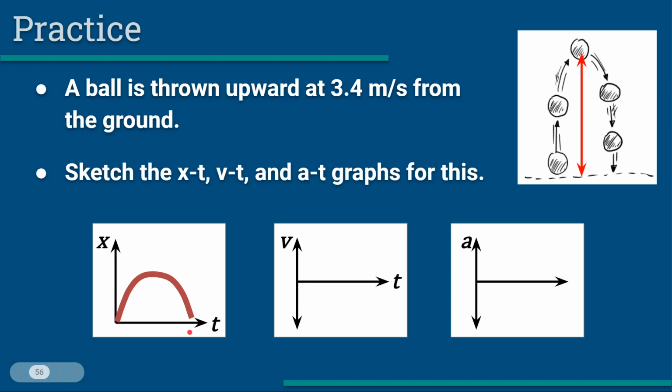Okay, so that is what the vertical position-time graph will look like, and it's going to look like that regardless of whether I throw it straight up or throw it forward at an angle. That's what my vertical position-time graph will look like.